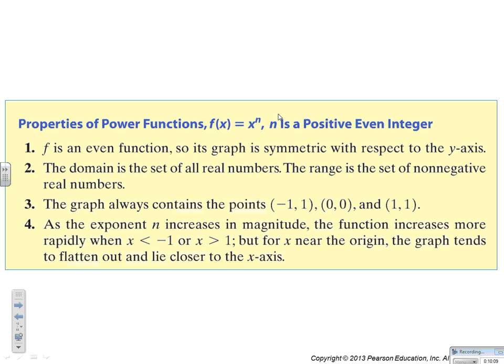So if n is a positive even integer, f is an even function. So its graph has symmetry to the y-axis like a parabola. The domain is all real numbers, and the range is the set of non-negative real numbers, especially if it's a smiley face. The graph will always contain these points: -1, 1, 0, 0, and 1, 1. As the exponent n increases in magnitude, the function increases more rapidly when x is less than -1 or x is greater than 1, but for x near the origin, the graph tends to flatten out and lie closer to the x-axis. We saw those on the pictures.